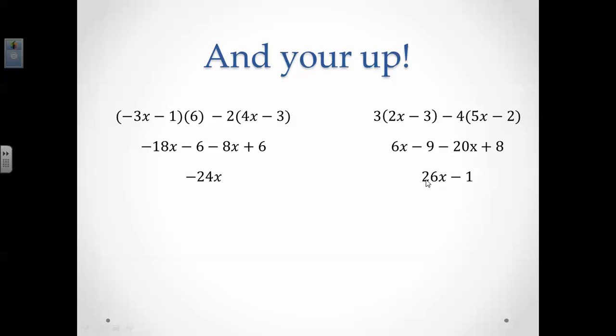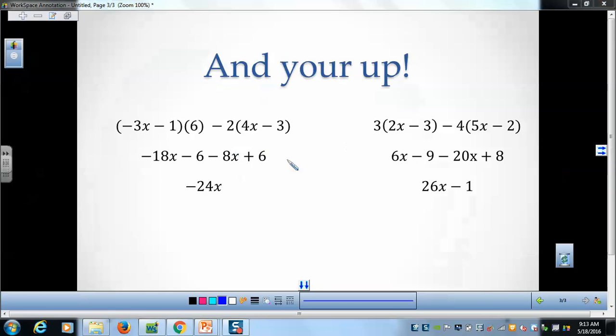Oh, and there's a nice big error on this one. So let's go ahead and correct that. Let's mark this out. So this is 6 minus 20, so that should be negative 14x, and then minus 1. So I apologize for that.